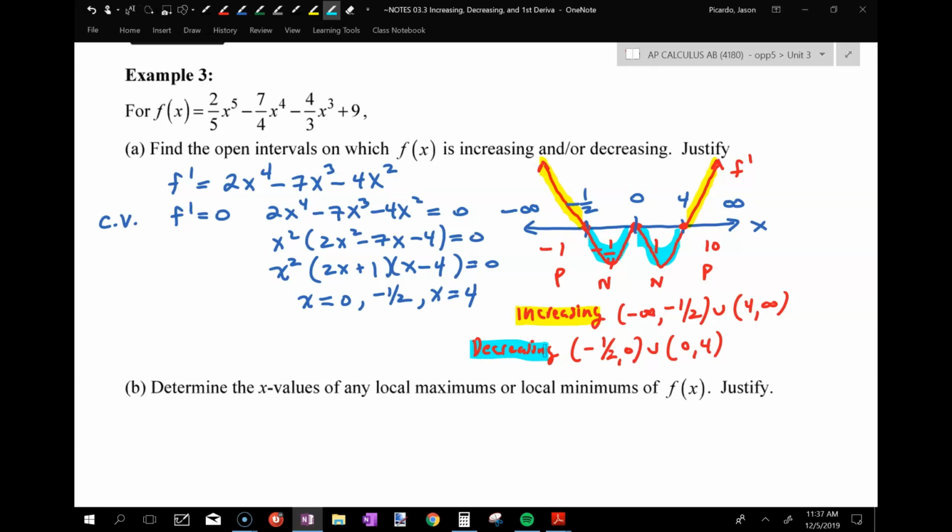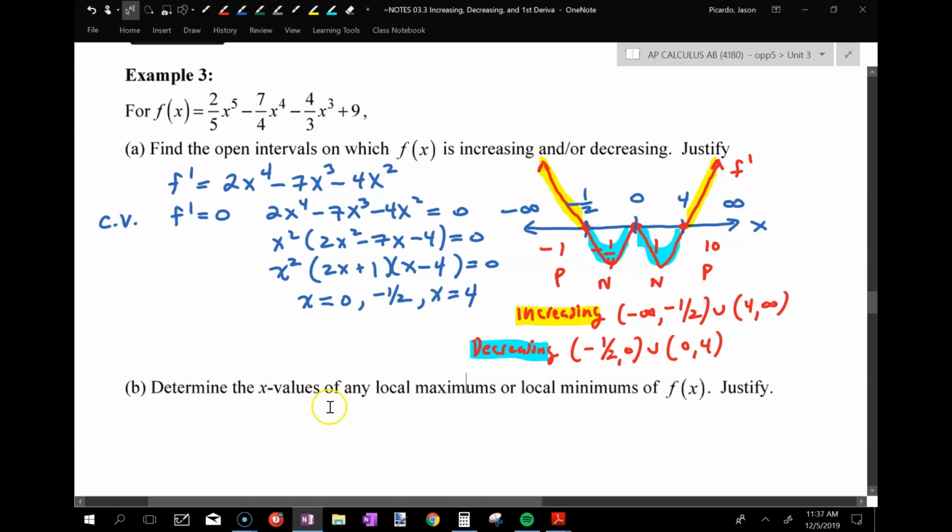Now, this next one, guys, I guarantee you, there's no question about it. I would bet my job on it. You're going to have to write this exact phrase at least once on your AP exam. And the exact phrase is this: determine the x values of any local maximums or minimums. So Evan is going to look along this curve and he's going to say, did this ever go from yellow to blue or blue to yellow? Where did that happen? Negative a half, yep, and 4.